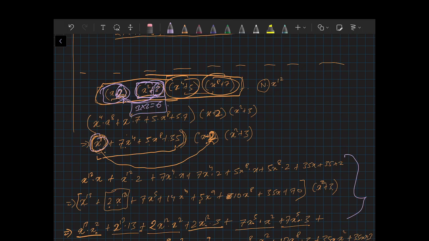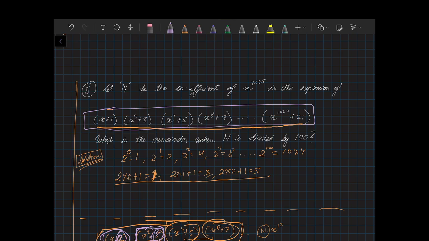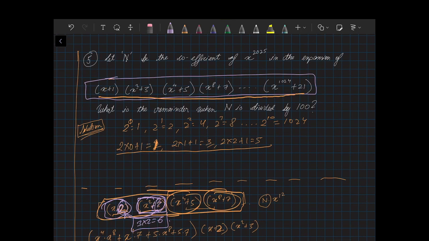So that's the exact strategy we are going to use here as well. What I have to find here is x to the power 2025. So we'll figure out which of the polynomials out of these 11 polynomials are used to form 2025, and for the polynomials that are remaining, we'll take the constants and multiply all of them, and whatever value we get, that's going to be the n value, the constant of this term. So that's the strategy to find n.